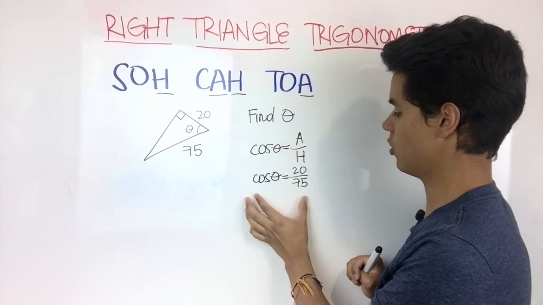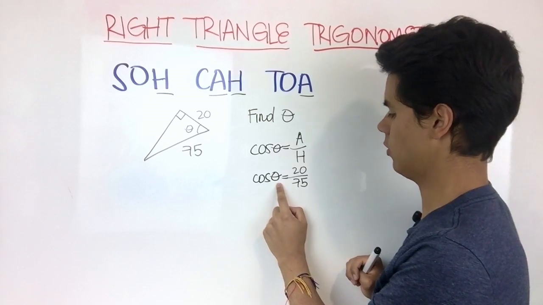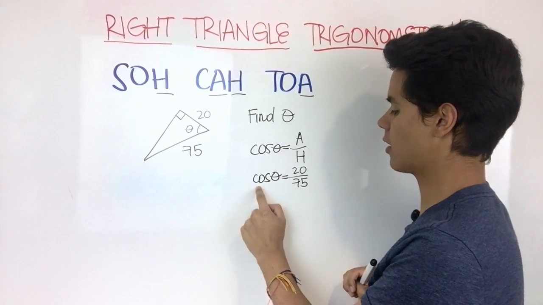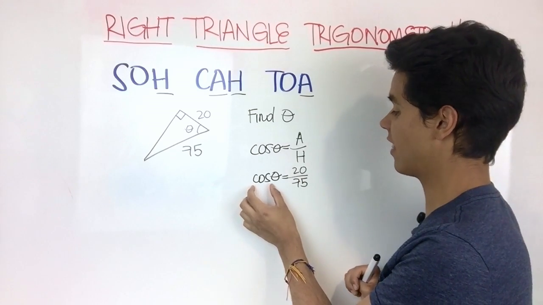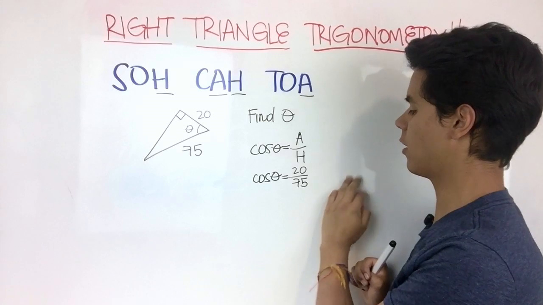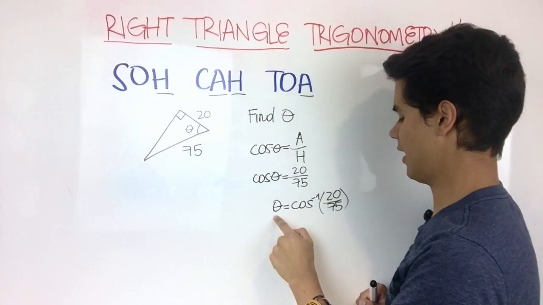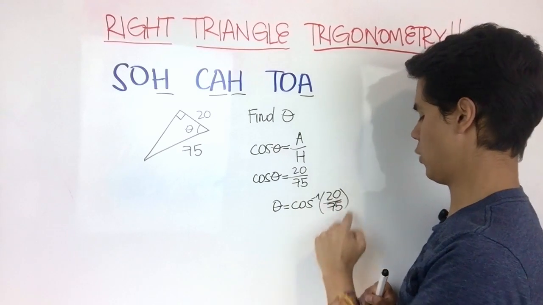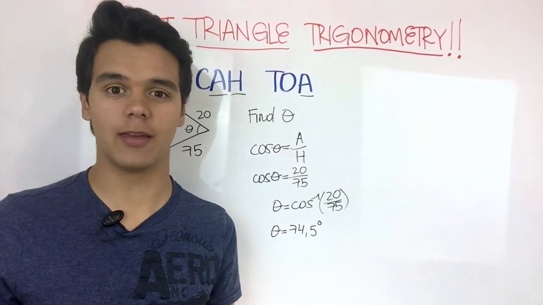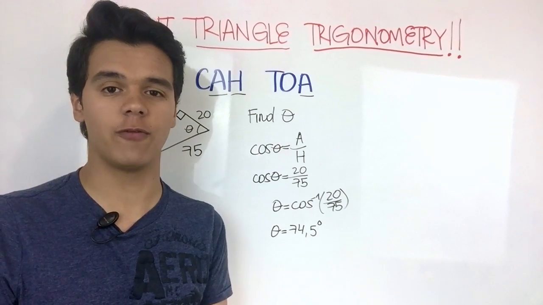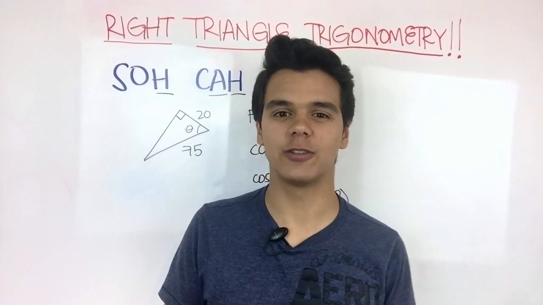We have this equation and we have to solve for this angle. However, there's a cosine in front of that angle. To get rid of that cosine, we're just going to take the inverse on the other side of the equation. So theta is equal to the inverse cosine of 20 over 75. Doing the math and punching our numbers in the calculator, we find that the angle is equal to 74.5 degrees. So that was it for this video.